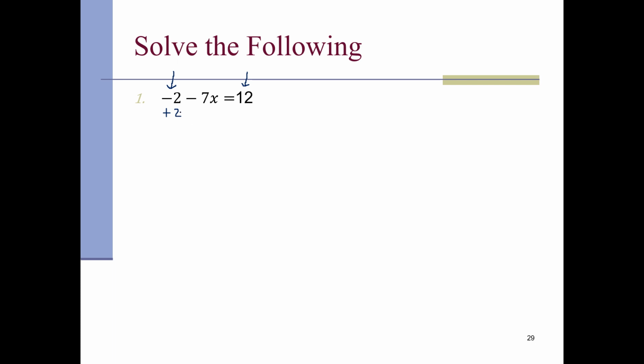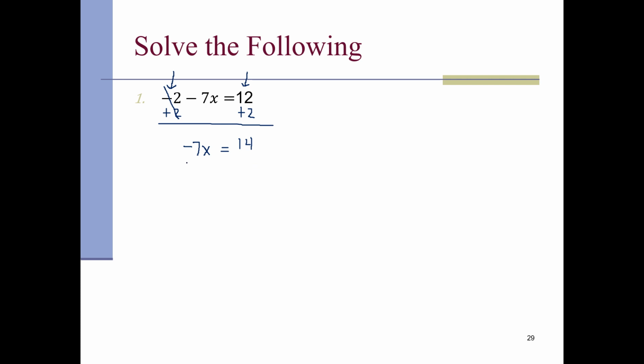And in algebra, whatever you do to one side of the equals, you have to do to the other side of the equals. So since I'm adding 2 on the left-hand side of the equals, I need to add 2 on the right-hand side of the equals as well. -2 plus 2 cancels and gives me a 0, so that is removed from the equation, and I have a -7x remaining on the left-hand side. On the right-hand side, 12 plus 2 is 14.